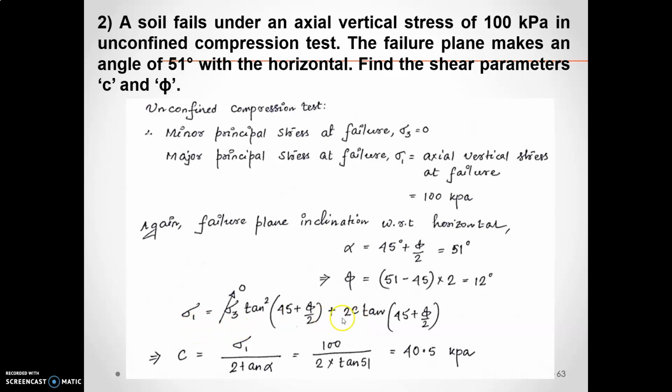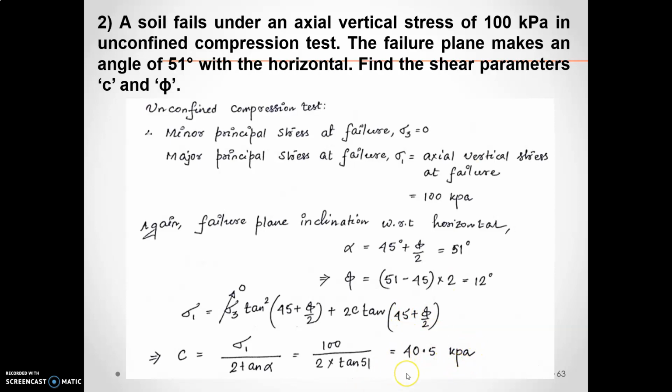So sigma 1 is equal to 2c tan of 45 plus phi by 2. If you write in terms of C, C is equal to sigma 1 divided by 2 into tan alpha. So that is 100 divided by 2 into tan alpha, where alpha is equal to 51 degree. So substitute, and we will get 40.5 kilonewton per meter square, or kPa, because this vertical stress is given in kPa, so this is also in kPa.